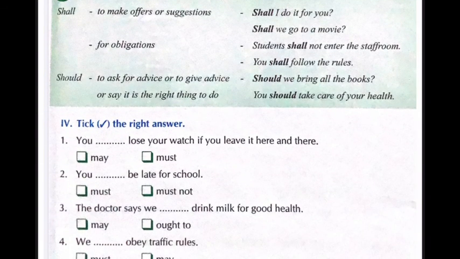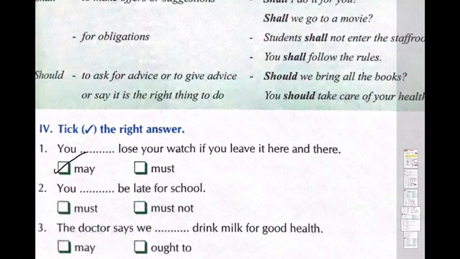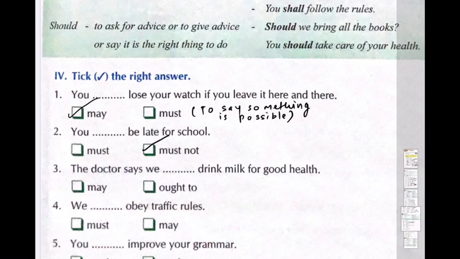Okay, let's see that. You lose your watch if you leave it here and there. You may. There is possibility. For possibility, what do we use? May. To say something is possible, we use may. You may be late for school. You must be late for school or you must not be. You must not be late for school.